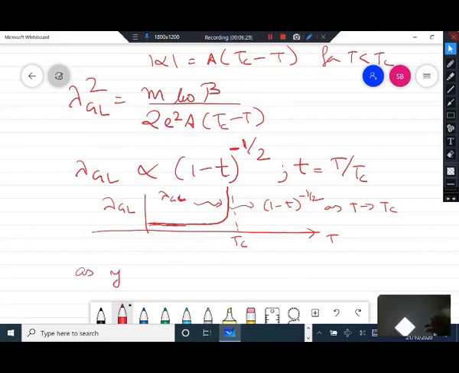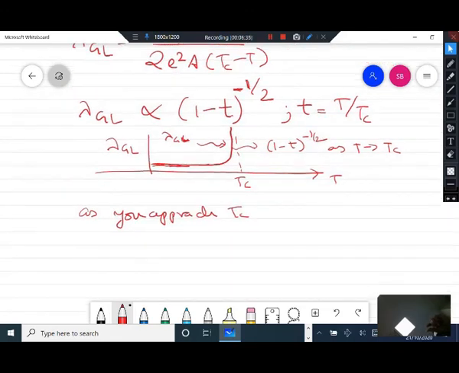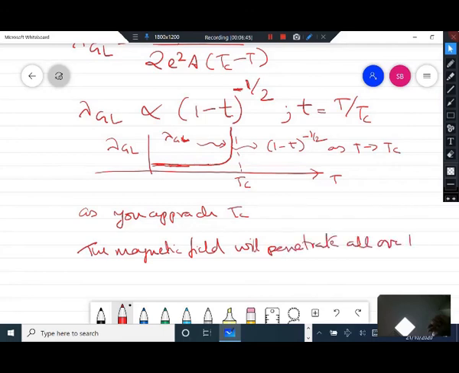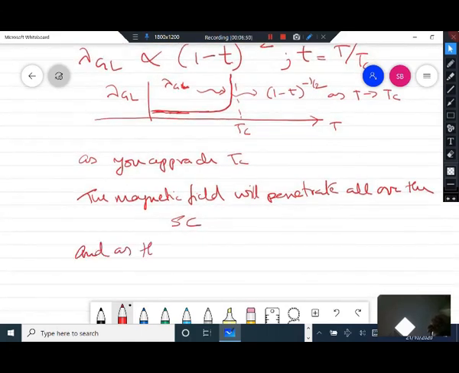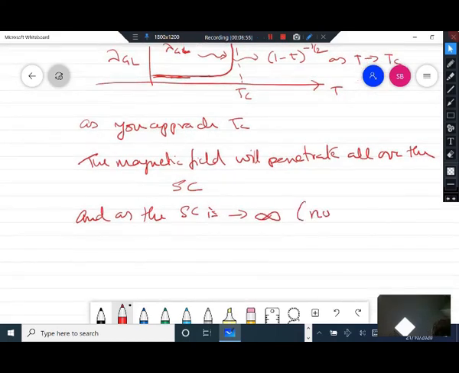So as you approach Tc, the magnetic field will penetrate all over the superconductor, and as the superconductor is infinite, with no surfaces, therefore your lambda GL tends to infinity at Tc.